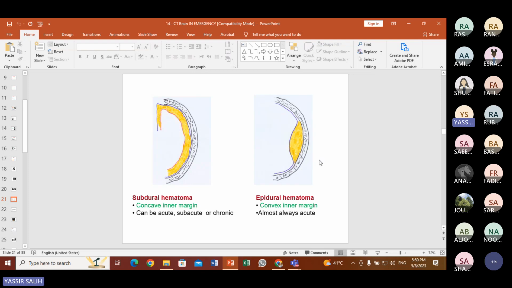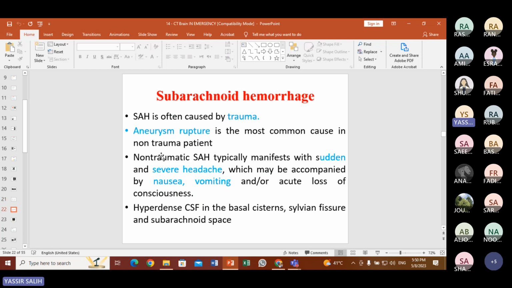But this can cross the midline. This is usually associated with trauma. Here there is no history of significant trauma or minor trauma. The source of this one, the source of the blood, is the middle meningeal artery, and in here it is from the bridging vein. Okay, let's come to subarachnoid hemorrhage.